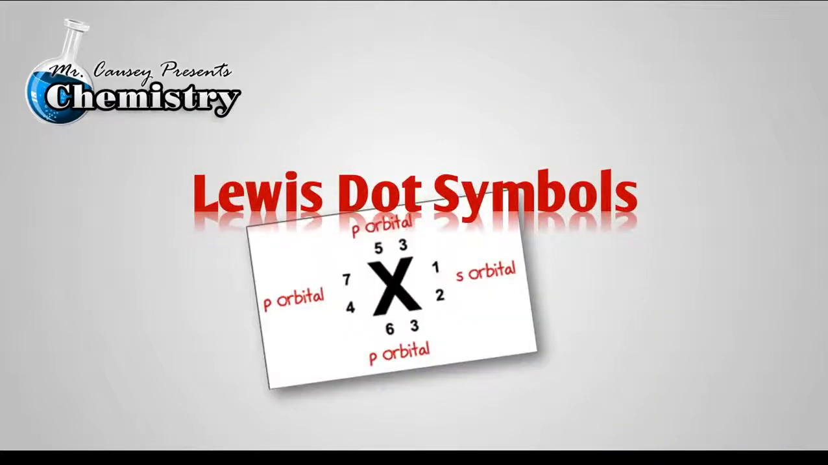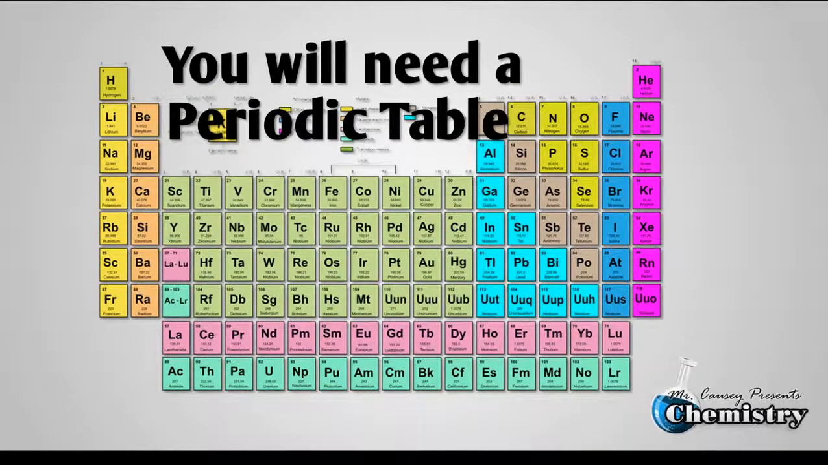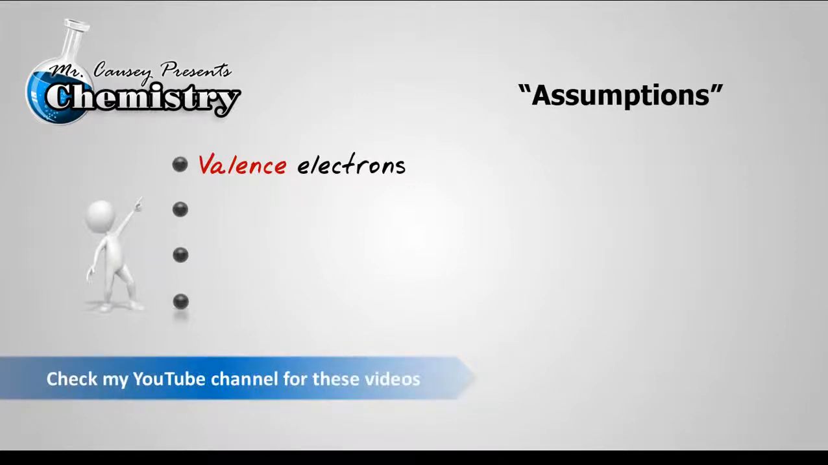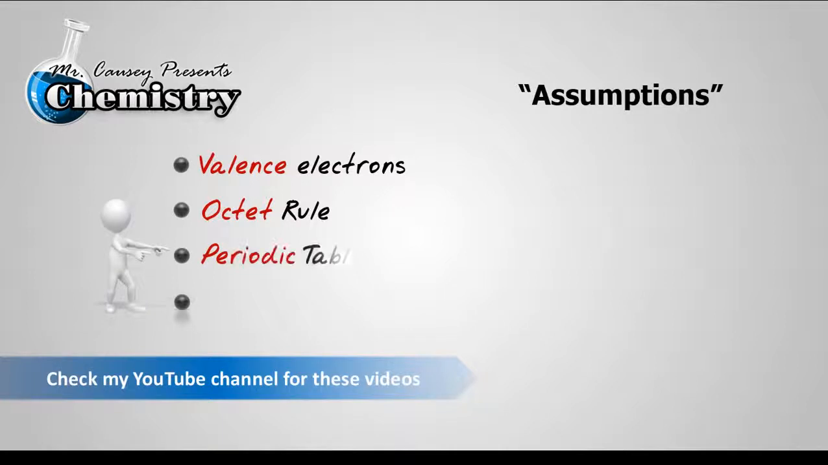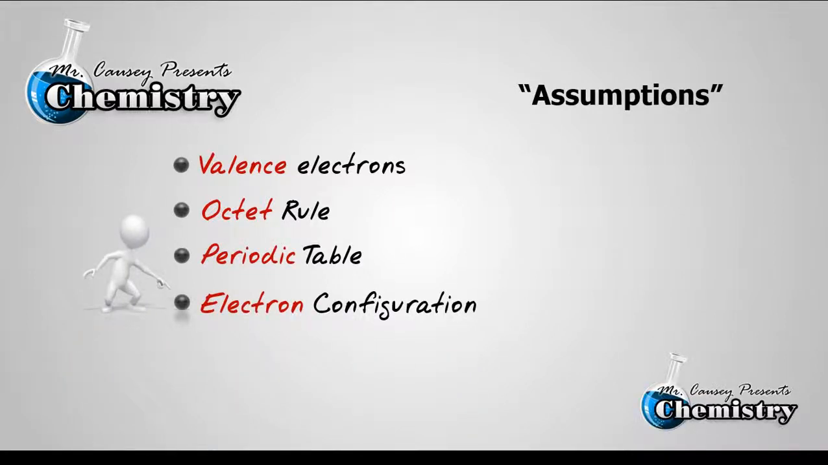And today we're going to talk about Lewis dot symbols. Get your periodic table, and let's start. Some assumptions I'm going to make. I'm going to assume that you know what valence electrons are. I'm going to assume that you know the octet rule, the periodic table, and electron configuration or orbital notation. If you don't know these, you can go to my YouTube channel and find videos on all of these topics. All right, let's get started.